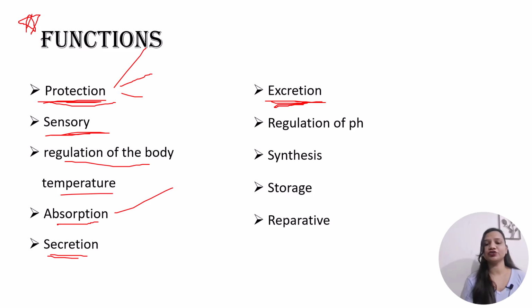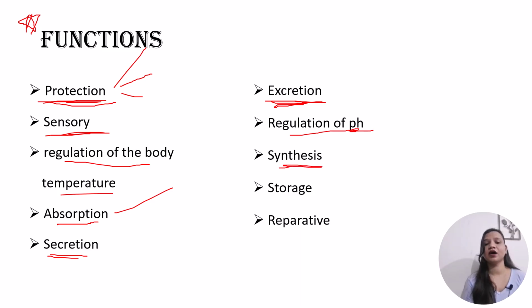Next is the regulation of pH. How does the skin regulate pH? The surface of the skin has a slightly acidic pH, from 4.5 to 5.5, which helps to inhibit the growth of pathogens. So that's how the pH helps to inhibit the growth of pathogens.